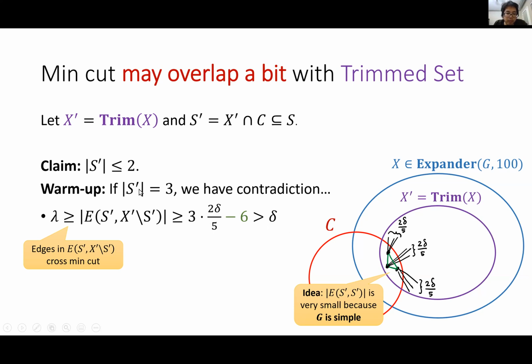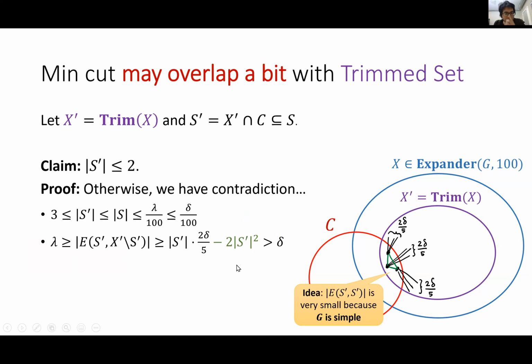So what do we have? You have that there are 3 nodes. Each of them contributes 2 delta over 5. And the number of endpoints inside S prime is at most 6. So that is greater than delta, but that is a contradiction because lambda is at most delta.